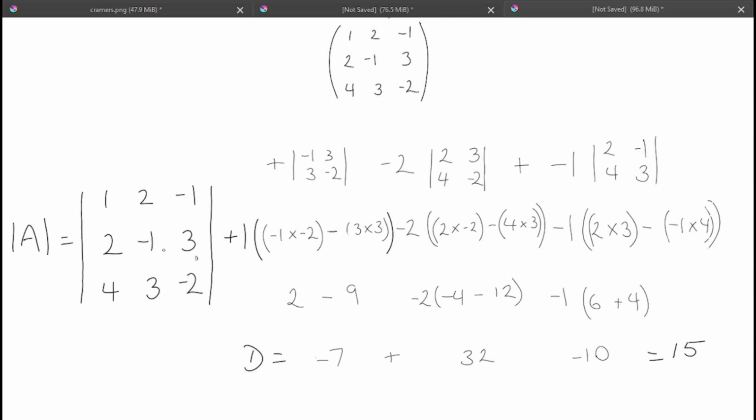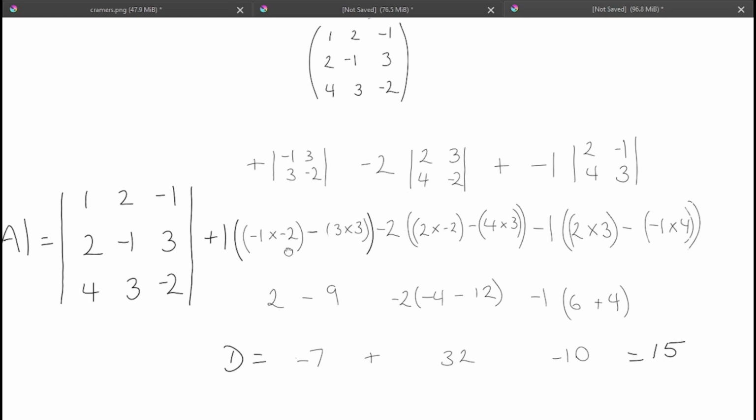So just remember to block off your columns, so you won't make any mistakes. And yeah, that is how you calculate the determinant of a matrix.